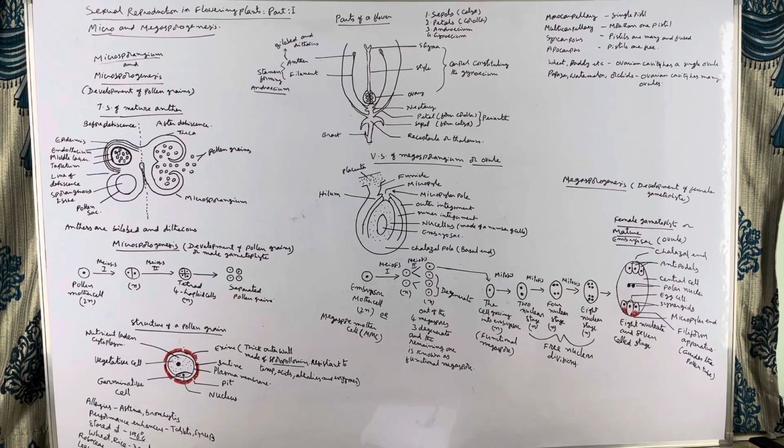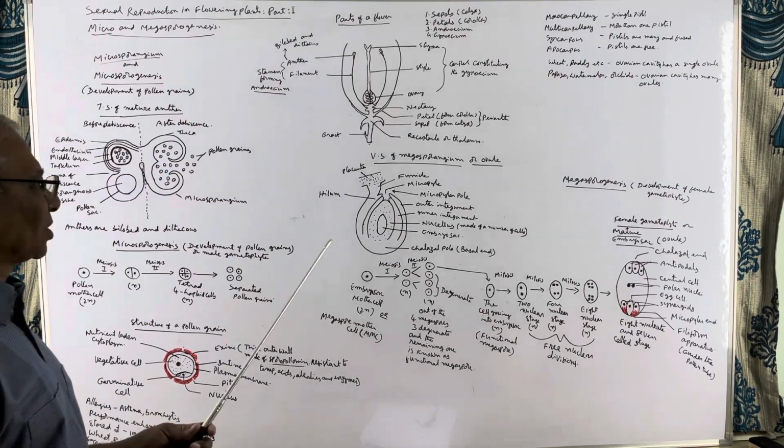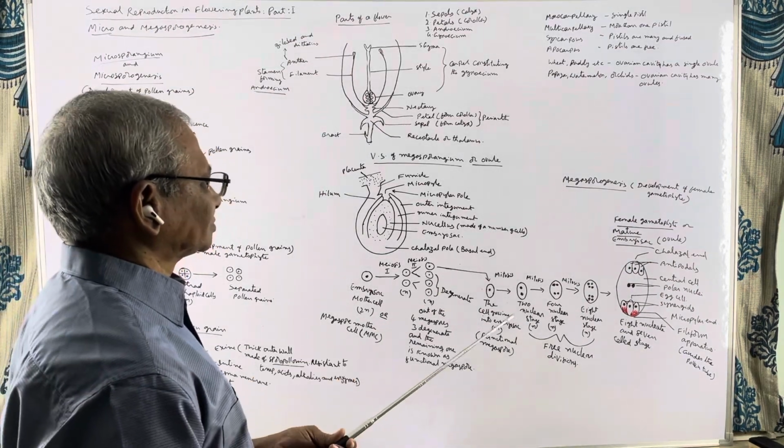Then, the lifespan of a pollen grain is very short in wheat and rice, only 30 minutes. In families belonging to Rosaceae, Leguminaceae, etc., the pollen grains can live for many years. In this way, pollen grains are formed through microsporogenesis. Now let us take up megasporogenesis.